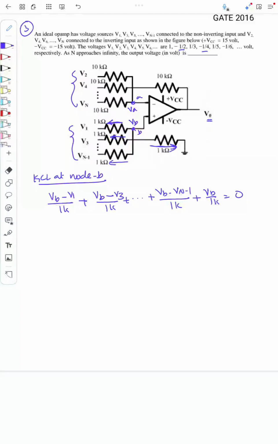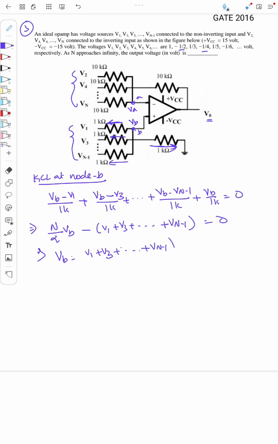Okay, so if you see, the denominator is 1k and all denominators are the same. I can take it to the RHS, so I can remove this 1k resistance, right? So what remains are the VB terms and the sources. There are n by 2, half of the voltage sources, here. So the number of VB terms is n by 2 VB, and the remaining are the sources V1 plus V3 plus etc. plus Vn minus 1. Or VB is equal to V1 plus V3 plus etc. plus Vn minus 1, divided by n by 2. That is VB.